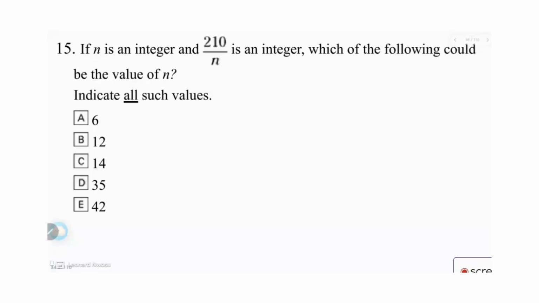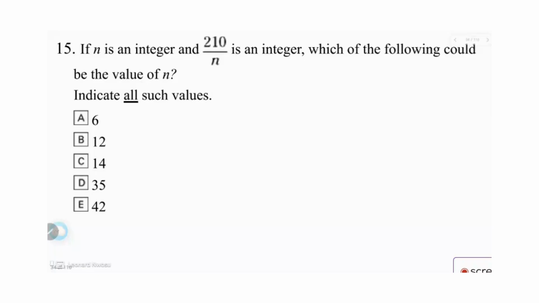Once you know what is an integer, this question reduces to how many of these numbers can divide 210. Of course, in the GRE, a calculator is allowed. Because a calculator is allowed, you can just start dividing 210 by 6. But what can help you so that you are not pressing everything?